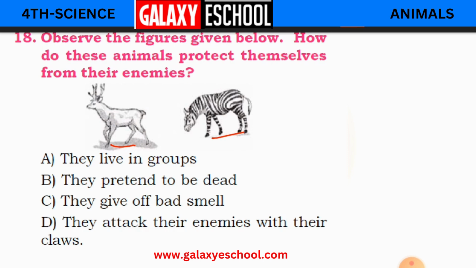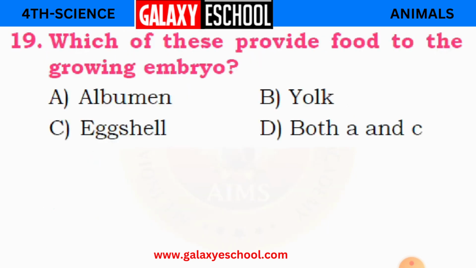So which one, children? Do they pretend to be dead? No. They give off bad smell? This is also a wrong one. They attack their enemies with their claws? No, this is also wrong. So A option is the correct one, that is, they live in groups. So that is why it is very difficult for the enemy to attack them, because they live together, too many animals together in groups. Okay, children, clear? Now the 19th question.